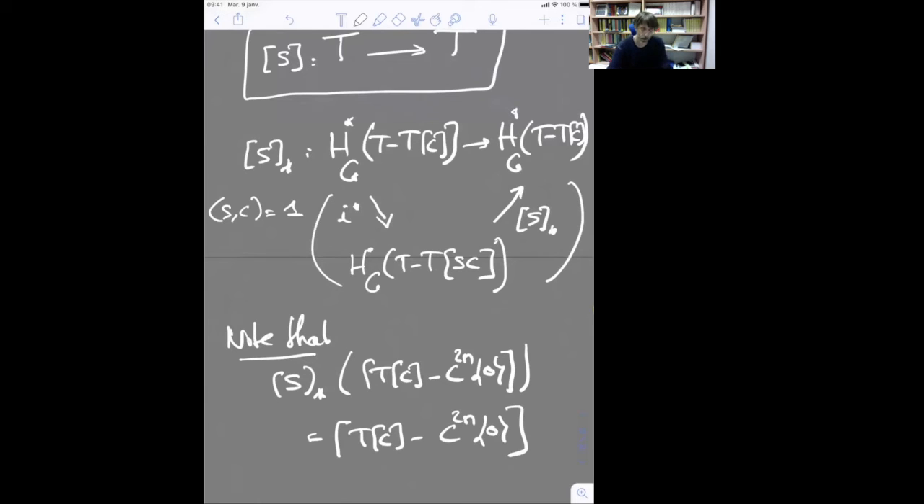I mean, what I'm saying here is that the push forward map can be considered in all the cohomology group, not only T minus TC, but also just T or just TC. But if S is prime to C, then it mixes up the C torsion point, but it preserves 0, and it preserves the whole set of C torsion points. So it preserves the fundamental class of TC minus C to the n 0.